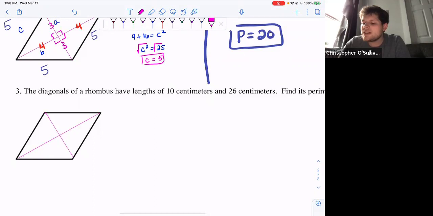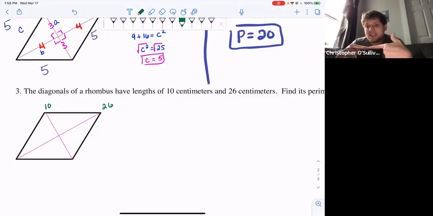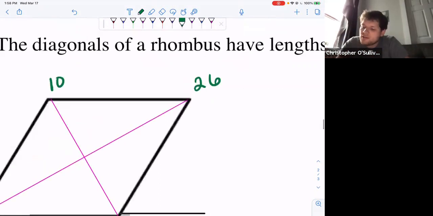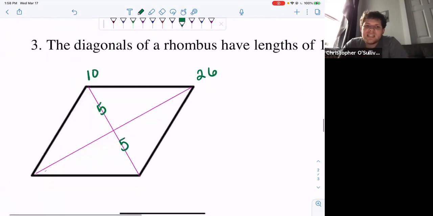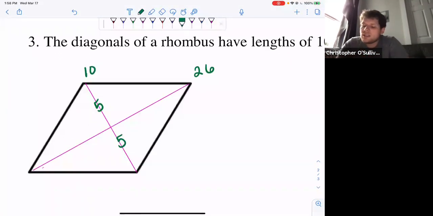And one of the things that we do want to tell you is that your images don't have to be perfect. I can't draw a rhombus. That's why I have the clip art here. So I'm going to put my 10 and my 26. That way I know that those are the diagonals I want to bisect. So I know one diagonal is 10. So if I want to cut it in half, I get a 5. So I have a 5 and a 5. And then if I want to bisect my 26, 26 divided by 2, I get 13 and 13.